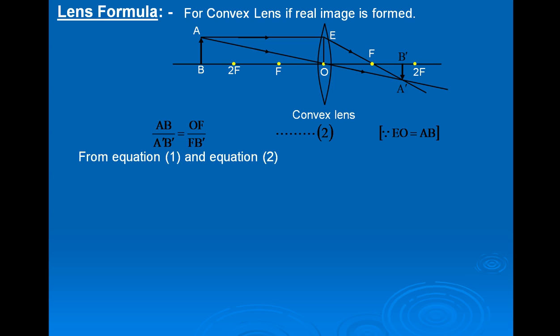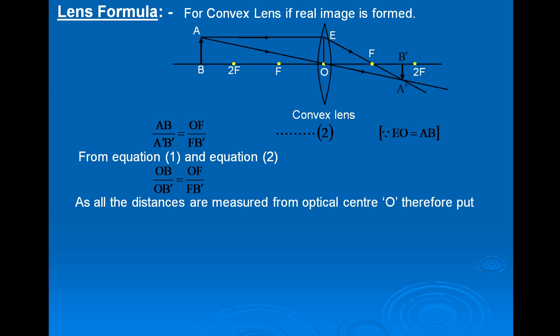From equation 1 and equation 2, OB upon OB dash is equal to OF upon FB dash. As all the distances are measured from the optical center O, therefore put FB dash is equal to OB dash minus OF, because the remaining three distances OB, OB dash and OF are from the optical center. Therefore, OB upon OB dash is equal to OF upon OB dash minus OF. Put this equation number 3.